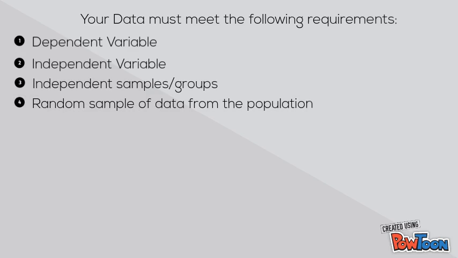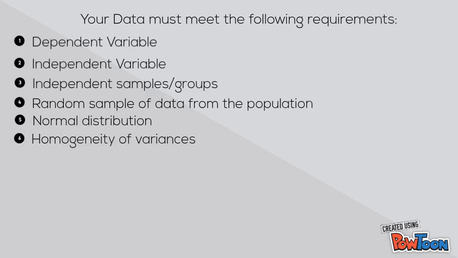Random sample of data from the population. Normal distribution of the dependent variable for each group. Non-normal population distributions, especially those that are thick-tailed or heavily skewed, considerably reduce the power of the test. Among moderate or large samples, a violation of normality can still yield accurate p-values.